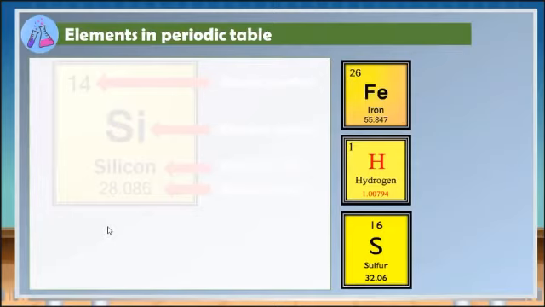Next, we have Silos. Yes po. What is the element name for letter C? Let us assume there is none here.